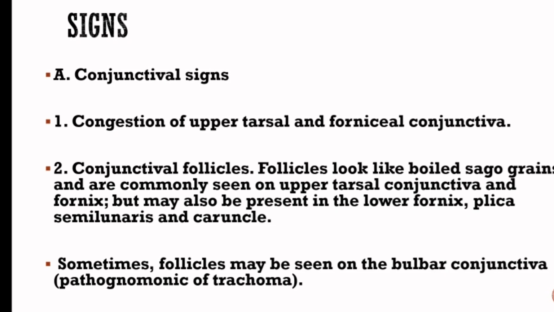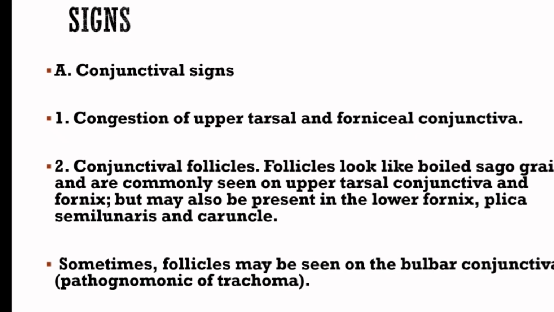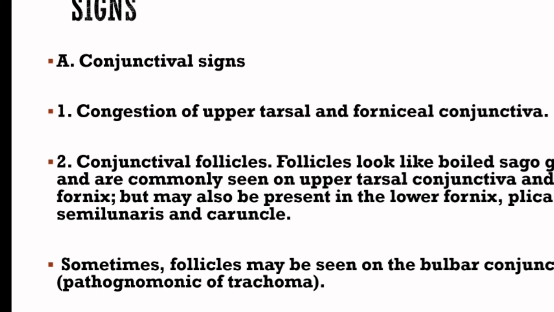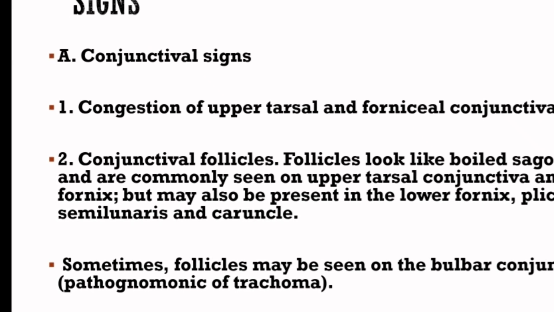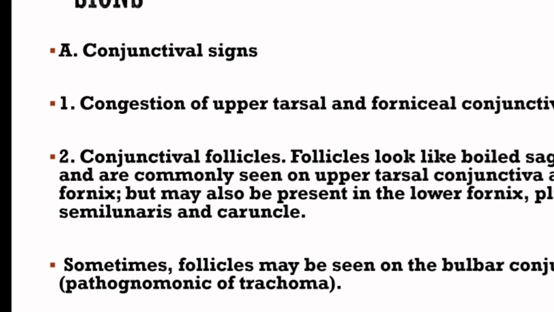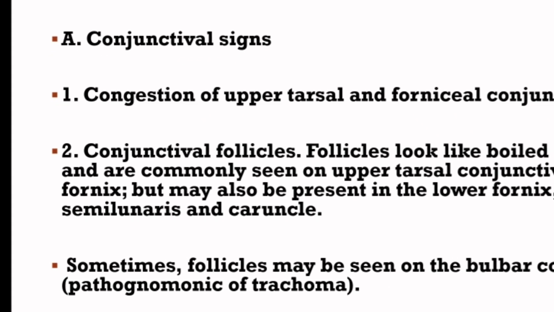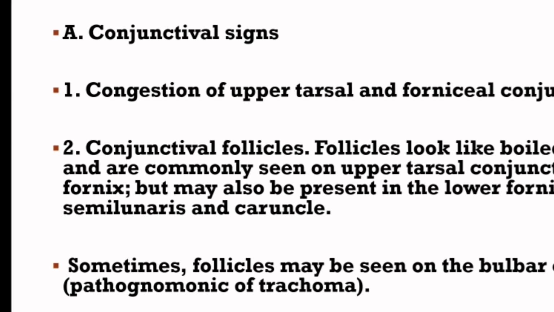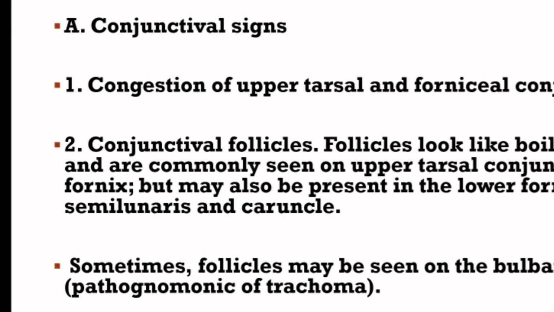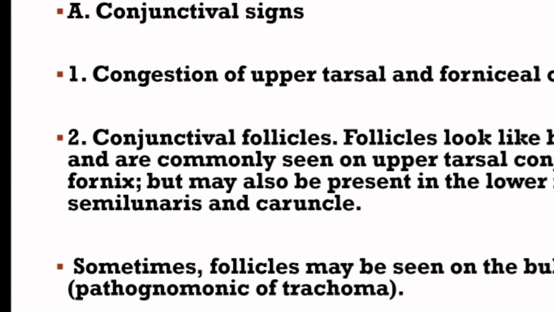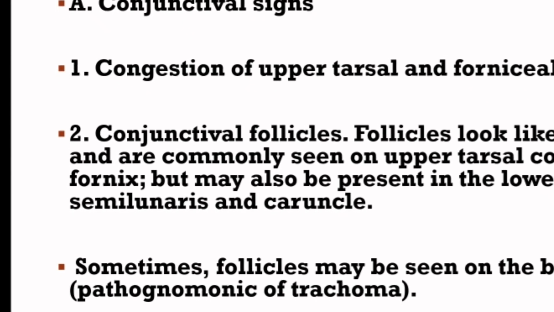Signs of phase 1. A. Conjunctival signs. Congestion of upper tarsal and fornical conjunctiva. Conjunctival follicles look like boiled sago grains and are commonly seen on upper tarsal conjunctiva and fornix, but may also be present in the lower fornix, plica semilunaris, and caruncle. Sometimes follicles may be seen on the bulbar conjunctiva, that is pathognomonic of trachoma.